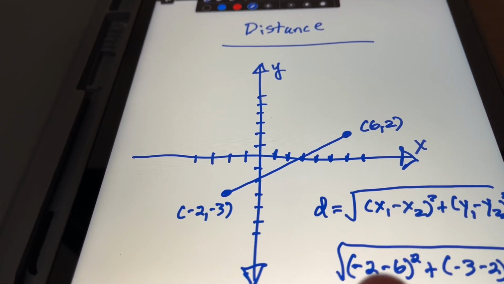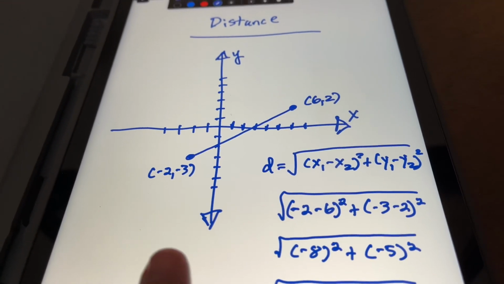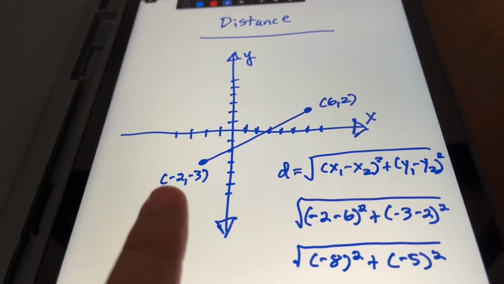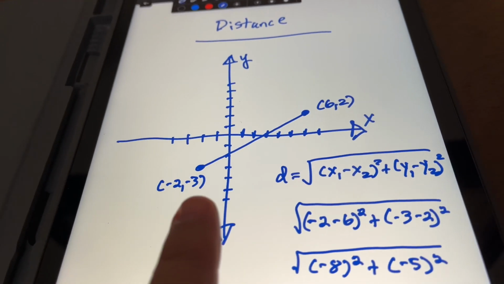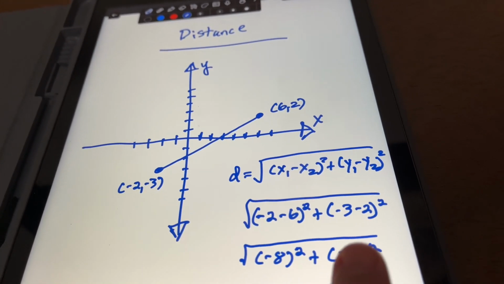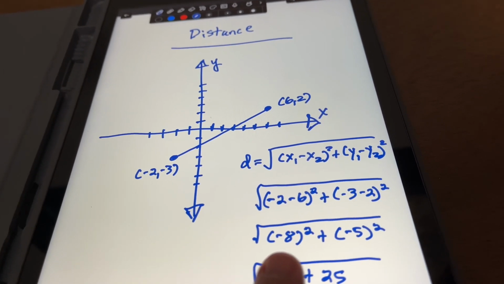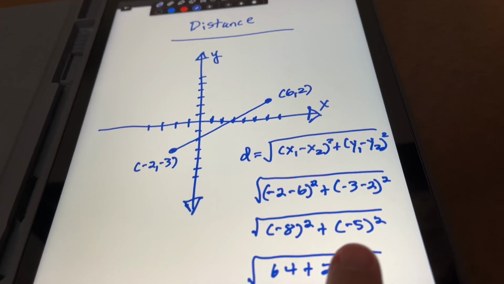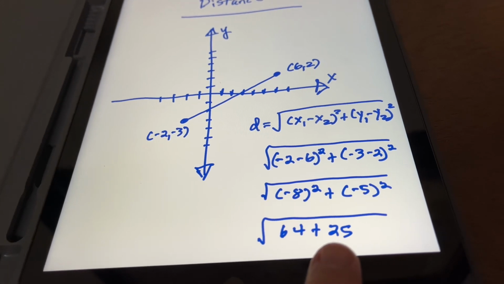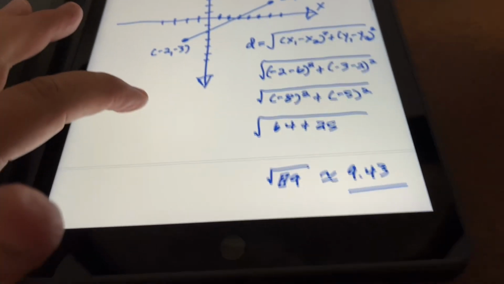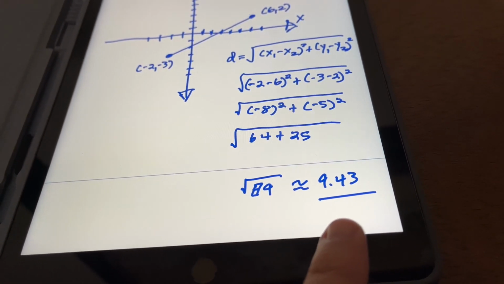So if we want to know the distance from -2, -3 over to 6, 2, we're going to plug these values in. So here's x sub 1 minus x sub 2 in parentheses squared, and then y sub 1 minus y sub 2 in parentheses squared. -2 minus 6 is -8. -3 minus 2 is -5. -8 times -8 is 64. -5 times -5 is 25. So that's 64 plus 25, which is 89. So that's the square root of 89, and that's approximately 9.43.